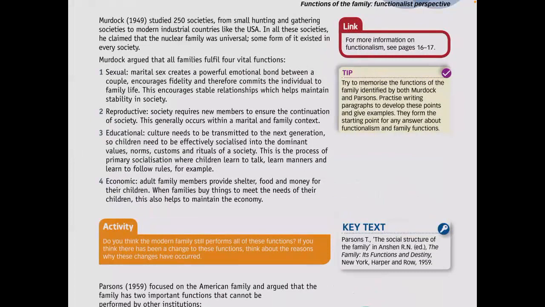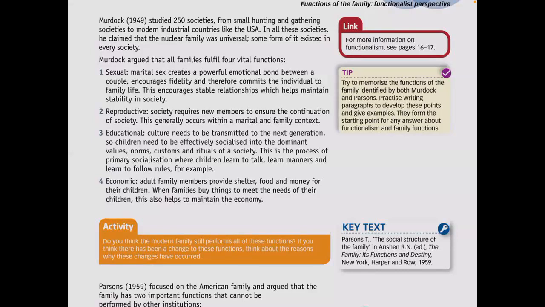So he said that every family has four vital functions that they fulfill, be it a nuclear family or anything beyond that. Even though he himself believed and said that the nuclear family is a part of all families, these families had four functions. The first one is sexual, the second is reproductive, third is educational, and fourth is economic.